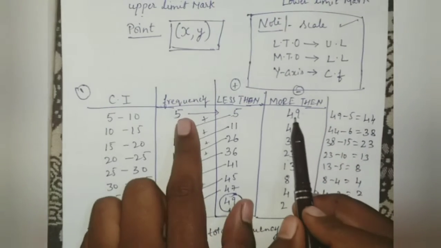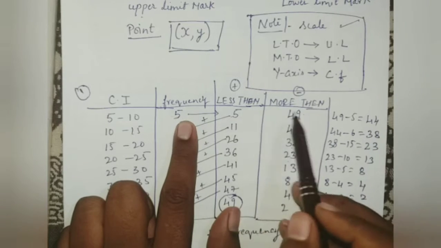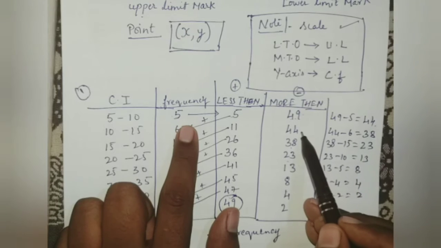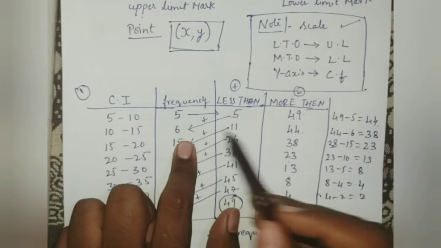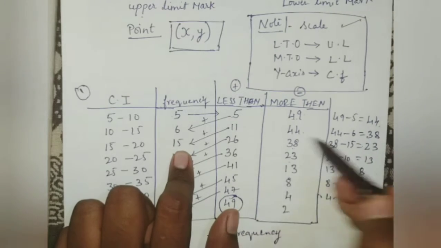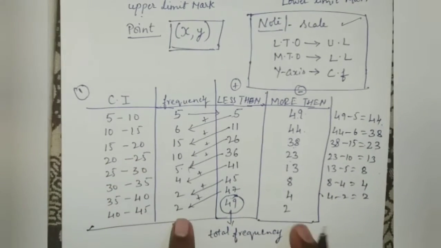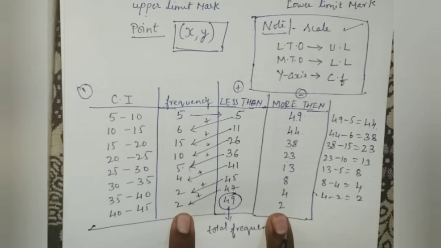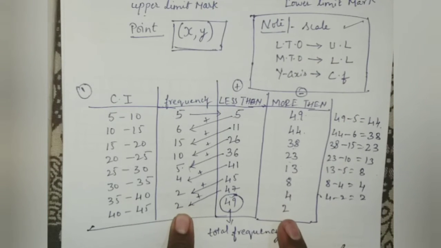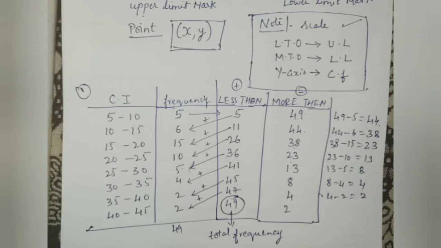Then you need to subtract straight value frequencies. 49 minus 5 is 44. You need to write it down. Again 44 minus 6, 38. Next 38 minus 15. While subtracting like this, at last you will get the value that should be the same. Got it? Yes guys. This is how you calculate the less than and more than.